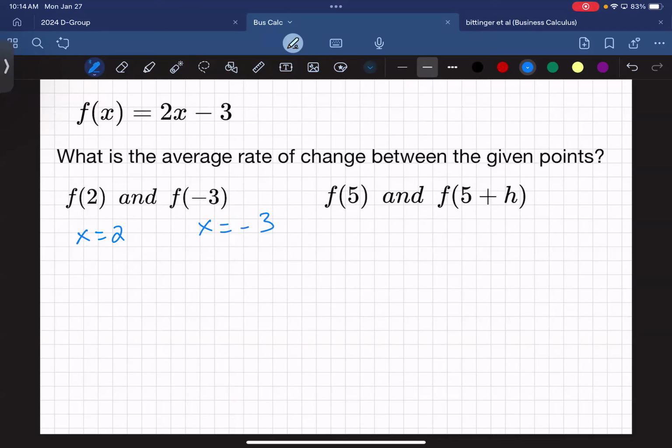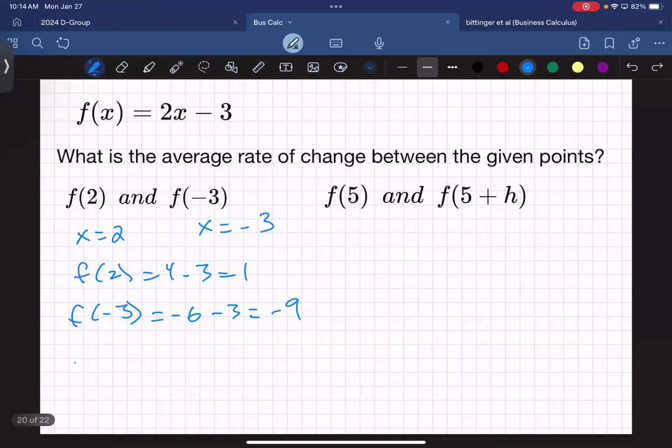Okay. With that in place, what do you get when you plug in 2 here? All right, so everyone agree with 4 minus 3 equal to 1? And then f of -3 gives us what? -6 minus 3? We all good there? Now we have our x values and our y values, so we can go do the same thing we did before.